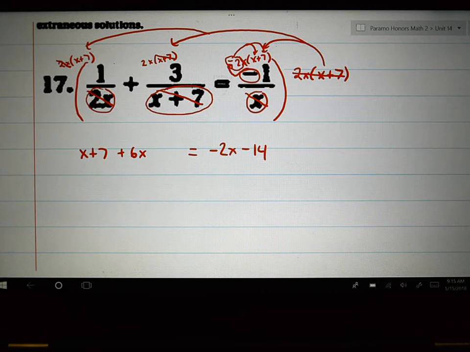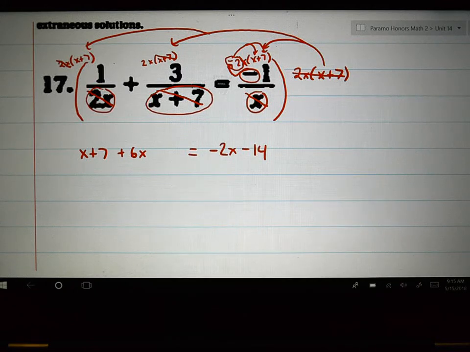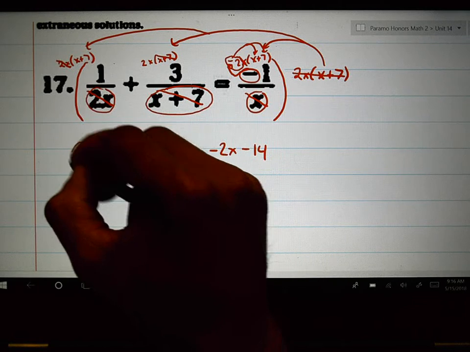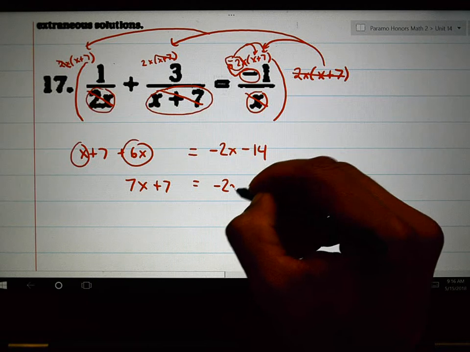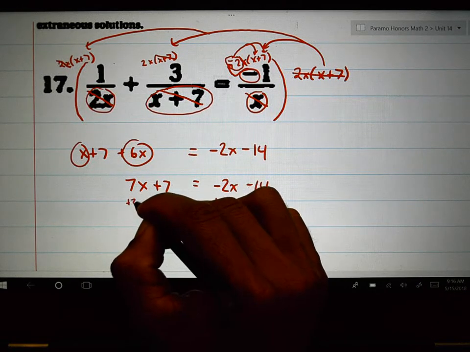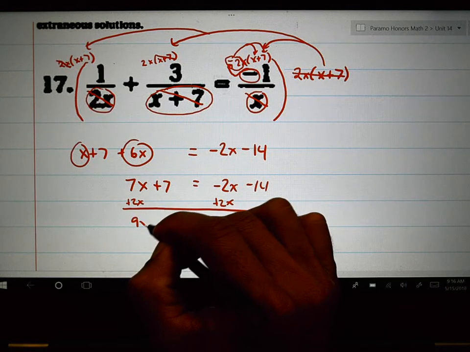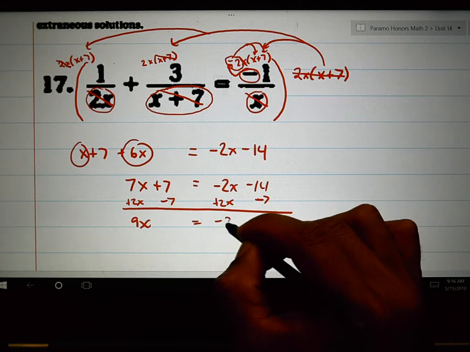And the only way you can get rid of fractions is if it's an equation. All the problems are equations in section 6. Do not try to get rid of fractions in any of the previous sections except for section 3. Keep that in mind. I'm going to put these together. X and 6x makes 7x plus 7 equals negative 2x minus 14. I'm going to add the 2x to this side. I'm going to get 9x. I'm going to subtract 7 over here and get negative 21.